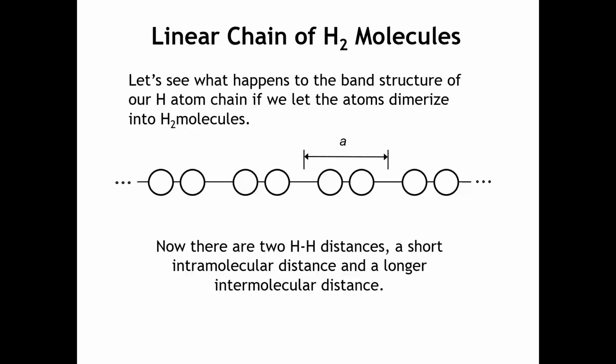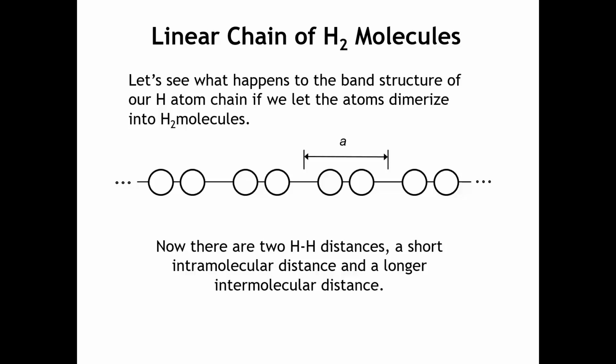So if you think about this chain of hydrogen atoms, we saw in the last lecture that we get one band, and the band is half filled, and that would actually lead to metallic conductivity. And we don't normally think of hydrogen as a metal, but at high pressures, like you might find in the interior of a gas giant planet like Jupiter or Saturn, people do think hydrogen would become metallic. But under standard conditions, we would expect a collection of hydrogen atoms to dimerize into H2 molecules.